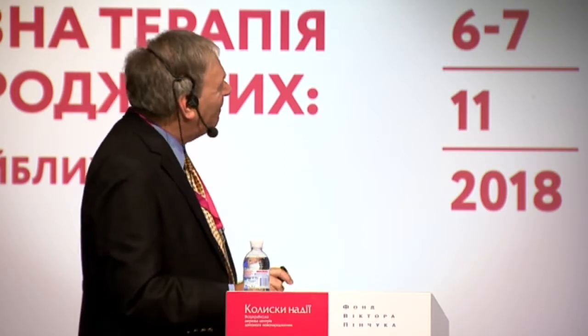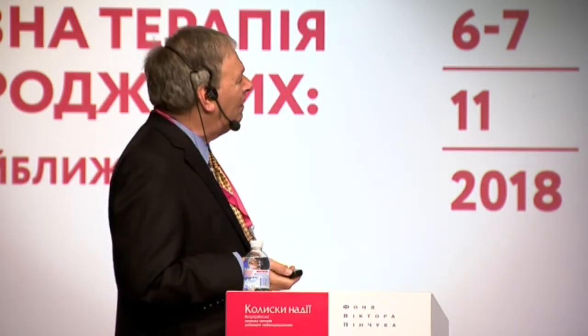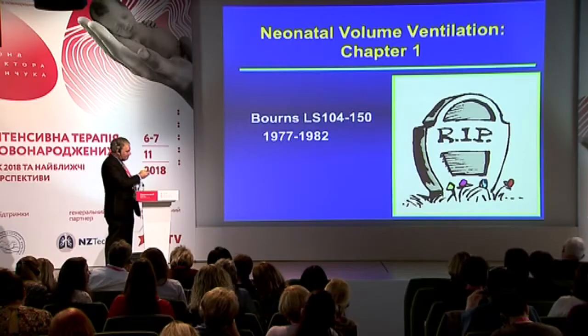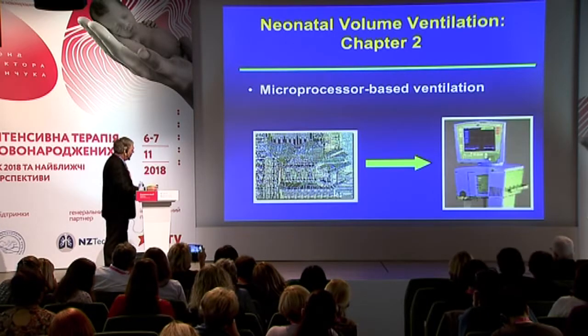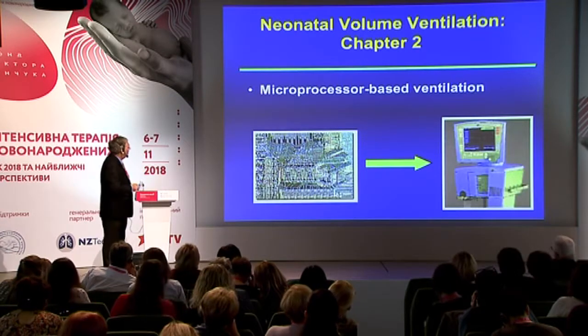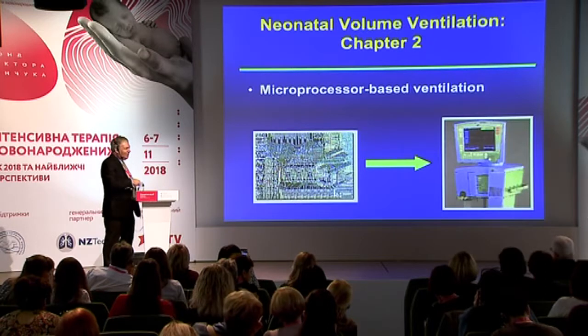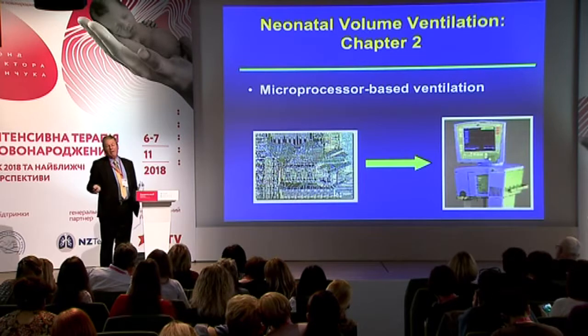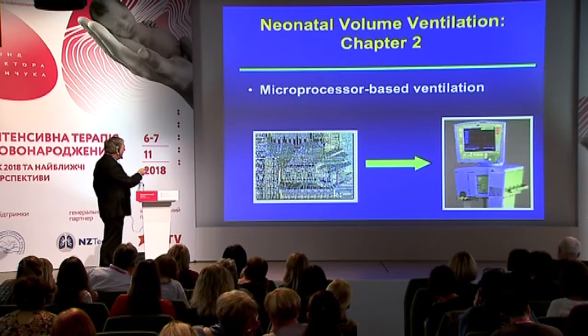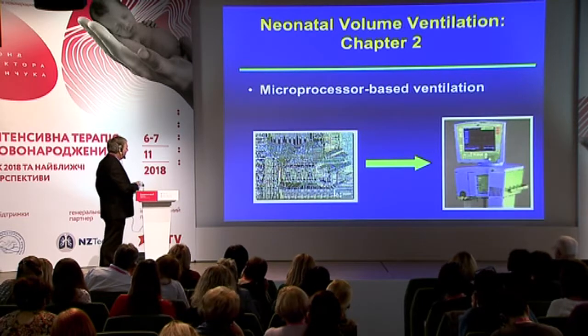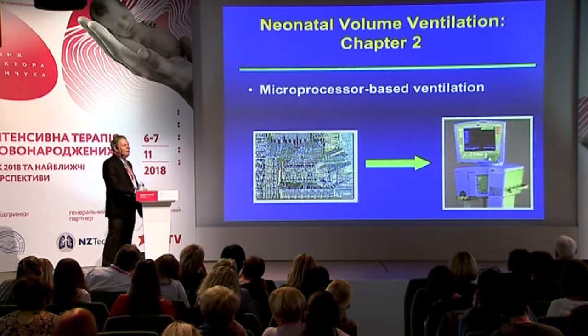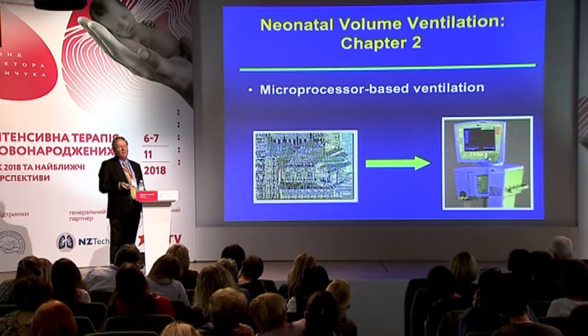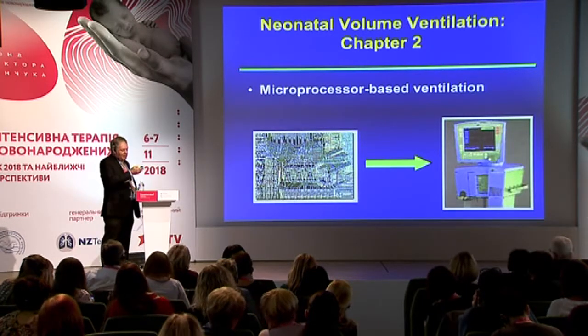So in 1982, the company decided to pull the machine off the market, and volume ventilation died its first death around that time. Well, what happened? What changed things? For those of you who think that this is abstract art, it's actually a microprocessor. It's okay, I didn't know what it was either. Once the microprocessor was installed into a mechanical ventilator, it changed everything. It enabled us to customize mechanical ventilation.